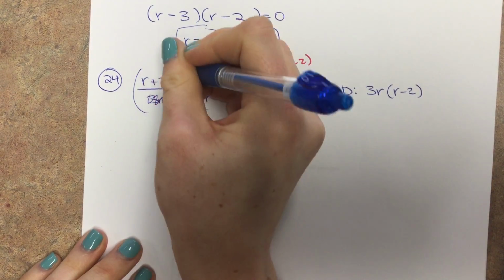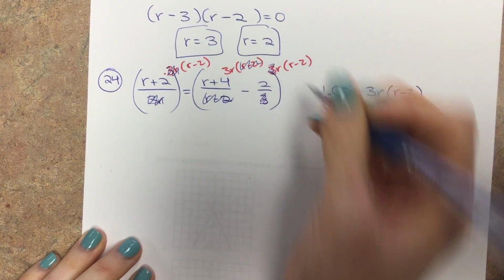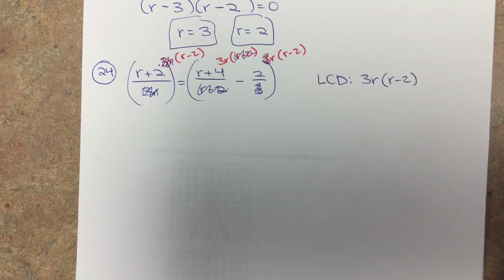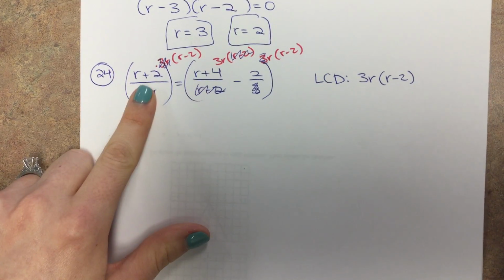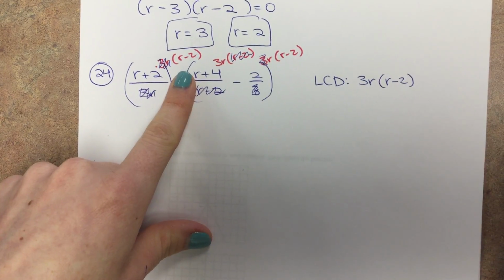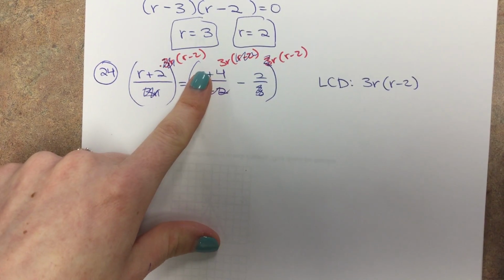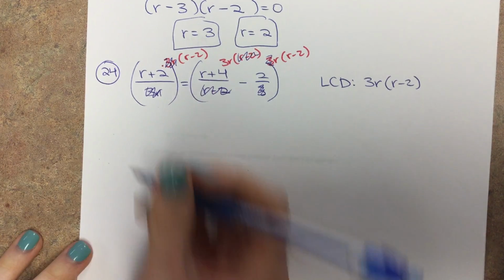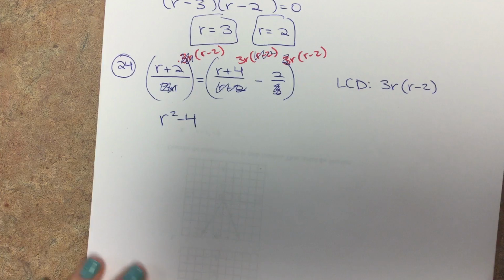So the 3r will cancel here. The r minus 2 will cancel here, and then the 3 will cancel here. So be super, super careful with this one when you're simplifying what's left. On the left-hand side of the equation, we have r plus 2 times r minus 2. You guys should recognize that as difference of squares. What does r plus 2, r minus 2 FOIL back out to? R squared minus 4. Good. We should recognize that as the difference of squares pattern.